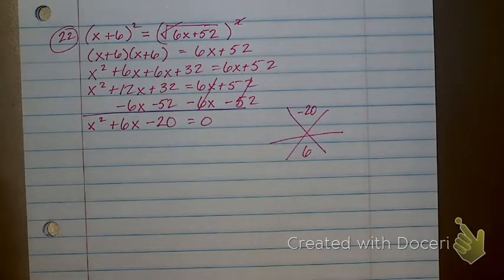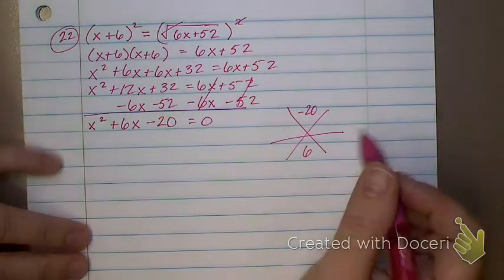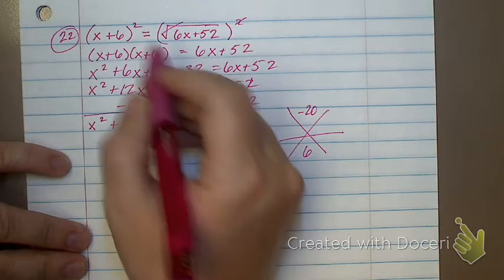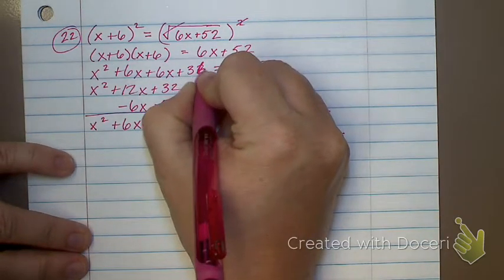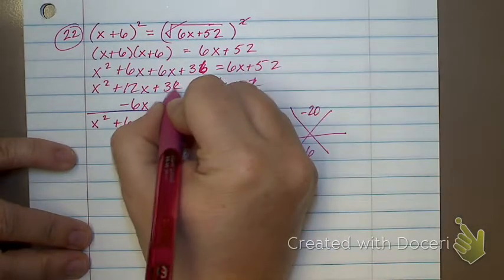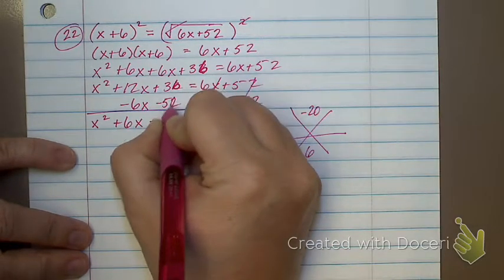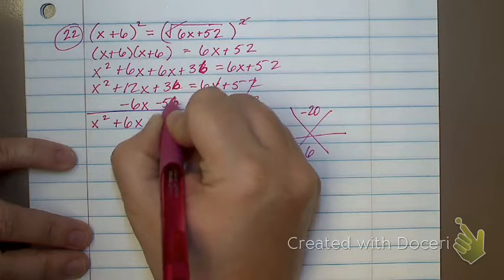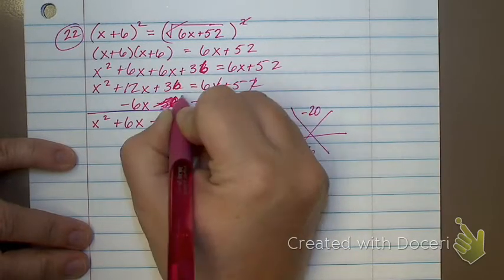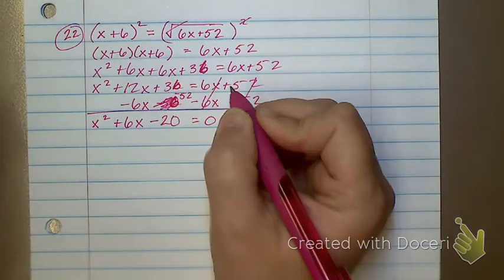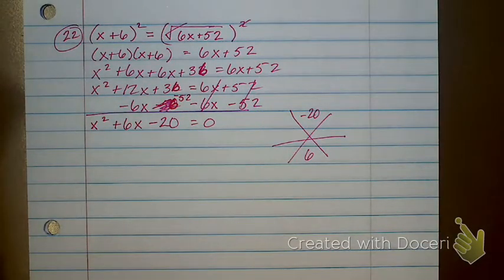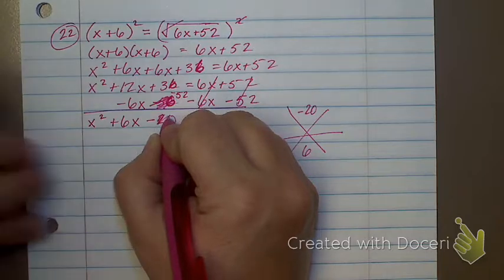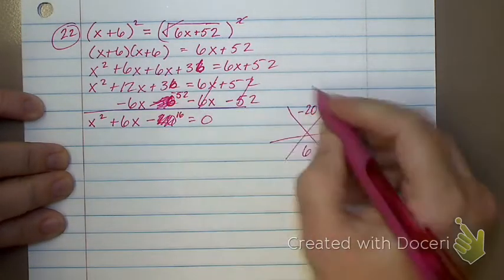Okay, so I'm wondering why this isn't working out. Way back here I had an error that I'm sure you probably noticed. 6 times 6 is not 32, it's 36. How about that? So that means if this is a 36, what's 36 minus 52? 36 minus 52 is actually negative 16. So this shouldn't be negative 20, it should be negative 16.